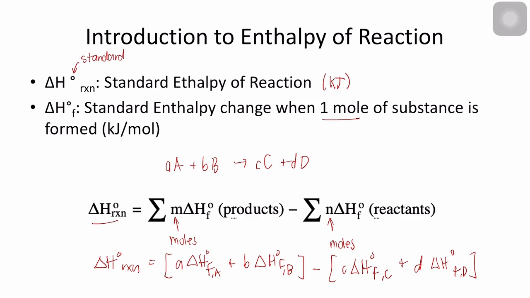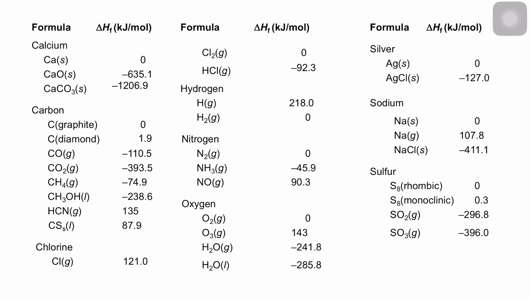So what are the standard heat of formation values? This is just a handful of the standard heats of formation. Take note of the unit, it's in kilojoules per mole. Remember your delta H, or change in enthalpy: when it's positive, it's endothermic. When it's negative, it's exothermic. So for example, to form sodium chloride, it releases negative 411.1 kilojoules for every 1 mole of sodium chloride produced, and so on.